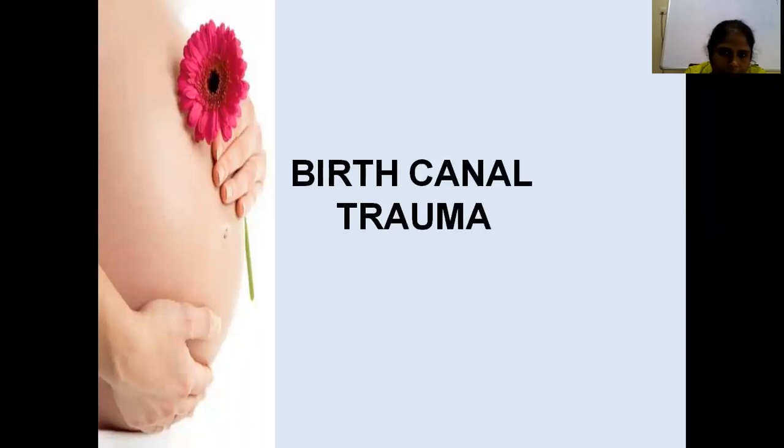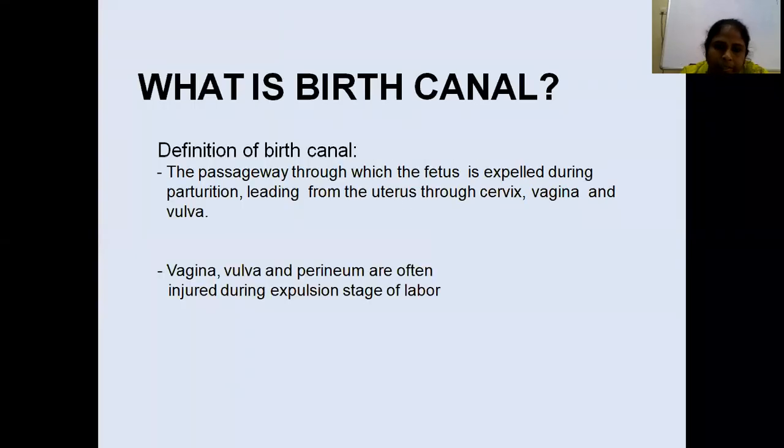Next, coming to birth canal trauma. Birth canal is defined as the passage through which the fetus is expelled during parturition. Parturition means labor, the process of normal labor. That is, the birth canal is the uterus, cervix, vagina, vulva and perineum. All these may get injured during the expulsion stage of labor, that is, the second stage.